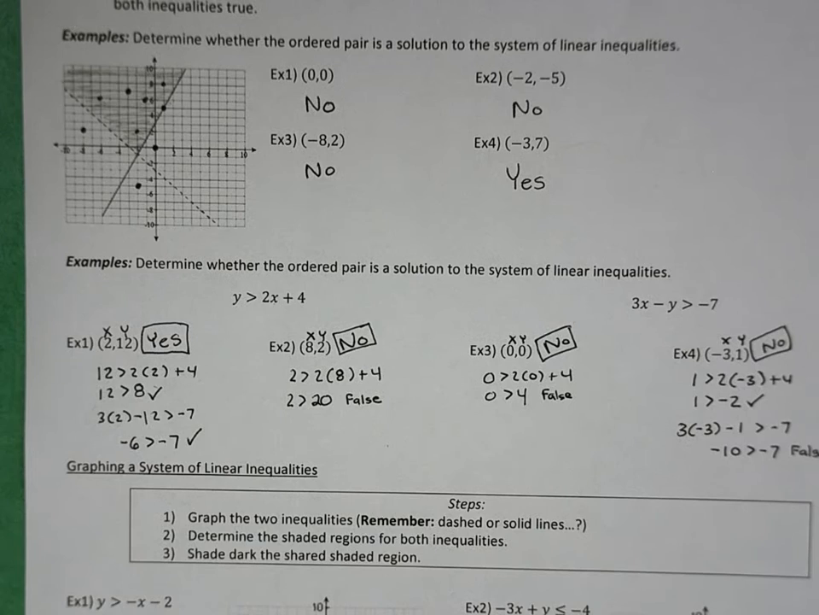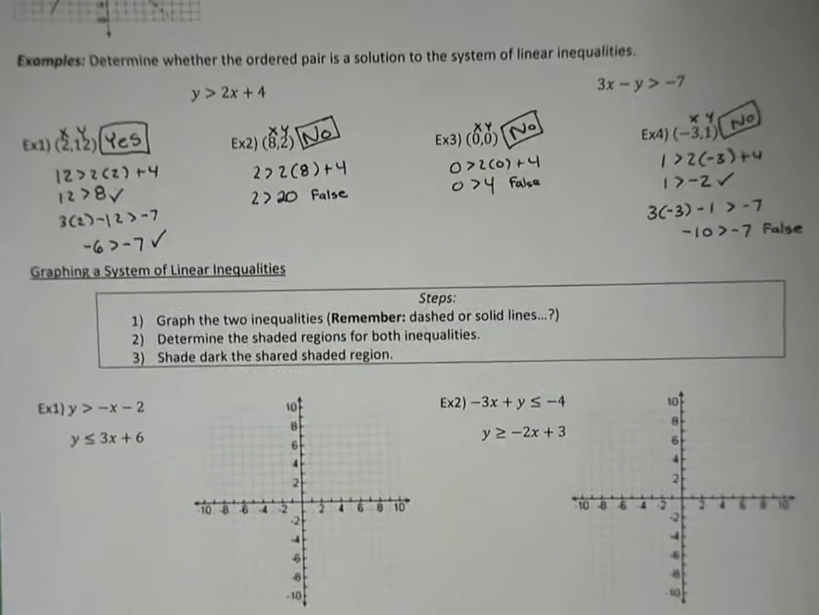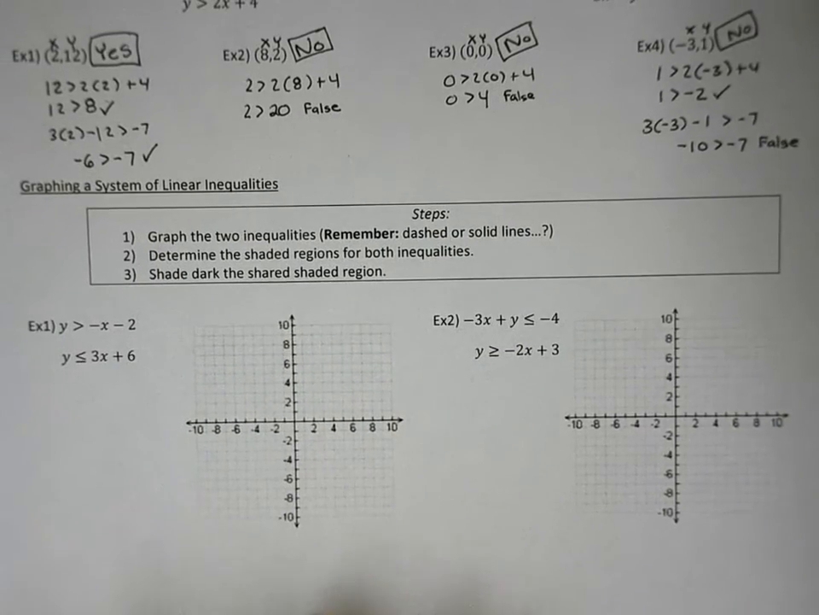Okay, this brings us to our second section of notes here. In our second section of notes, we are asked to graph a system of linear inequalities. And so we have our steps here. Step 1, we're going to graph the 2 inequalities just like we did in 4.5. Remember to take note of whether or not they're going to be dashed or solid lines. Once you've done that, you're going to determine the shaded regions for both inequalities, and then you're going to shade in dark the shared shaded region. What part of my shaded region overlaps between the 2 inequalities?